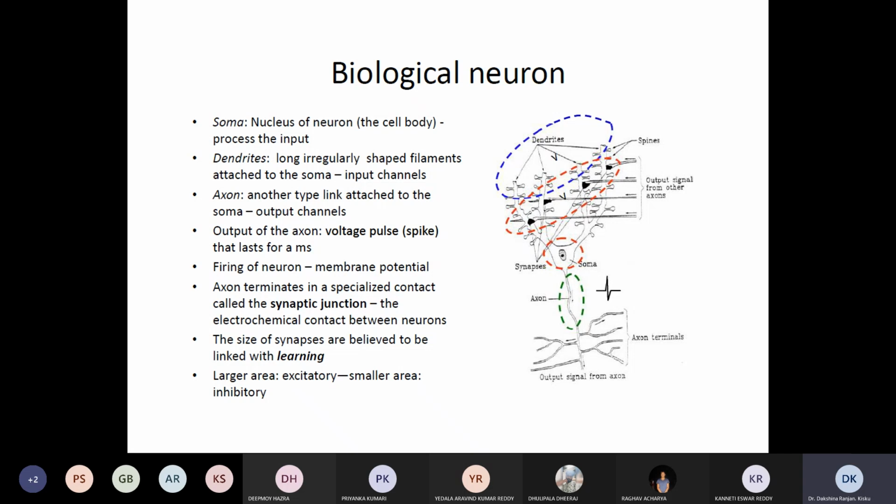On the right hand side here you can see the image of a biological neuron. These are the different parts of the neuron: soma, dendrites, axon, output of the axon, firing of neuron, and synapses. Now, how can this biological neuron be compared with the neuron in the artificial neural network, so that we can design one which is inspired by the human brain?